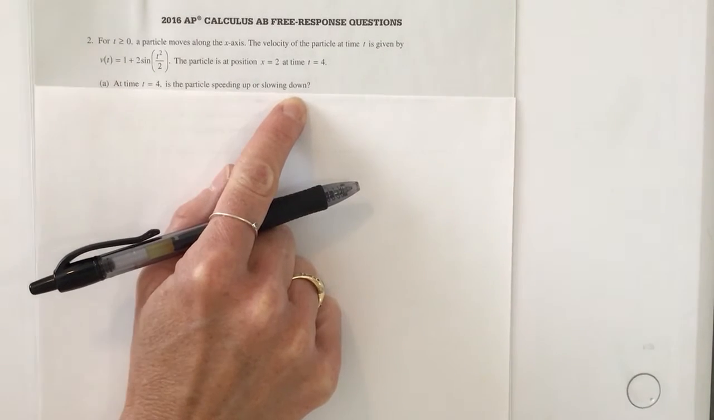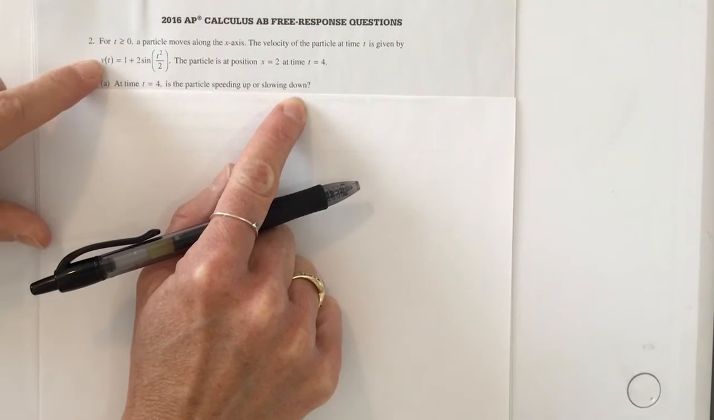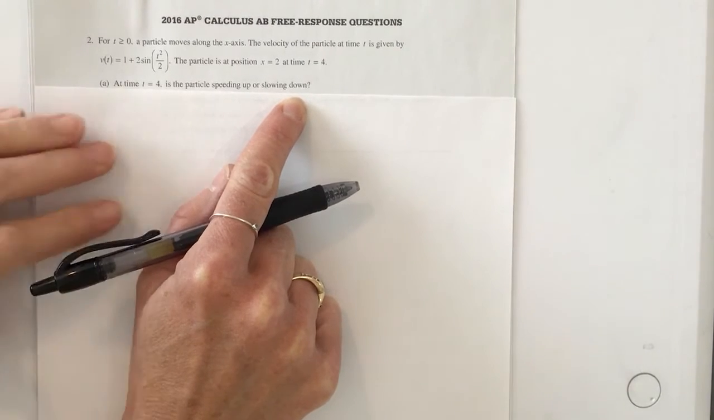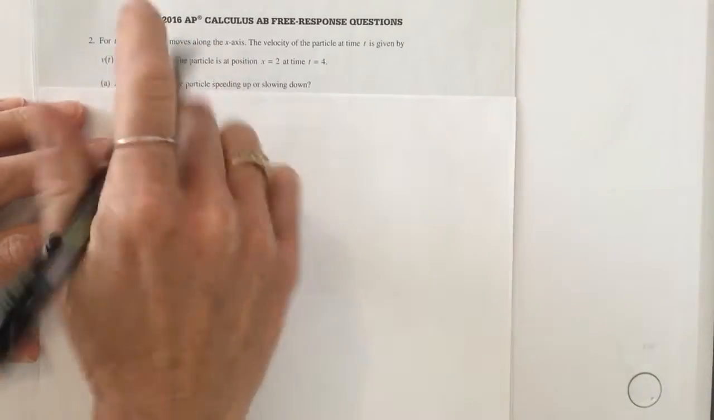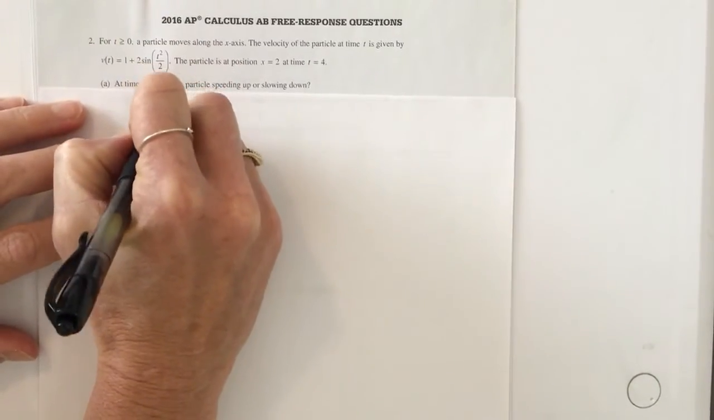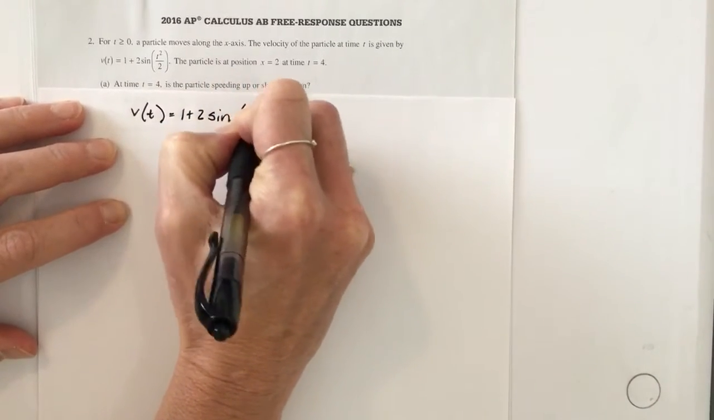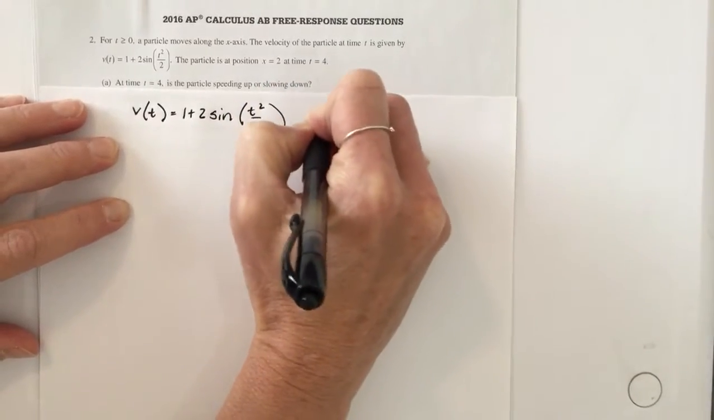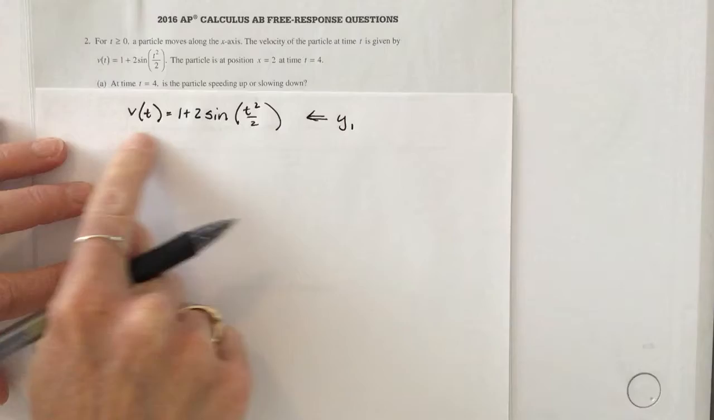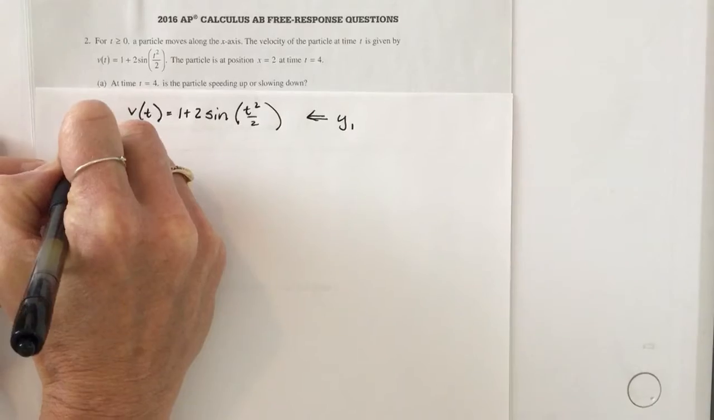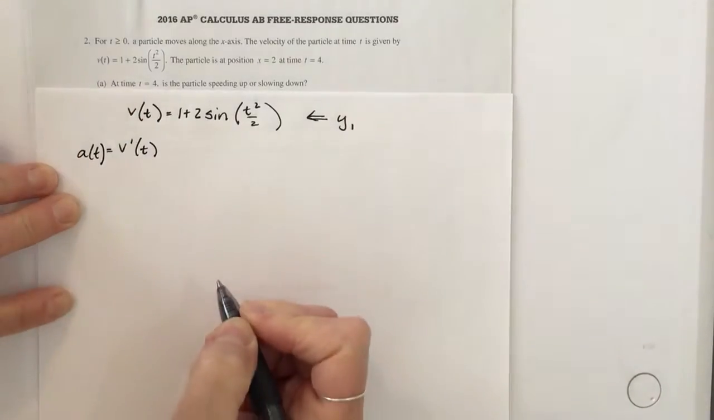Speeding up and slowing down, what do we need to know? Exactly, you're exactly right. We need to know the sign of velocity and the sign of acceleration. So our velocity is this, and we're going to plug that into our calculator as y1. And now I'm going to take the derivative. I'm going to find v prime, which is a of t, right? Can you see that? Yeah, okay, good.